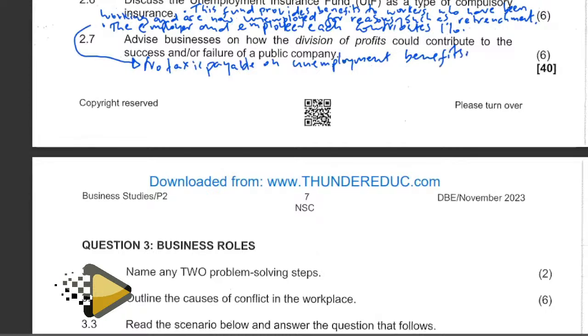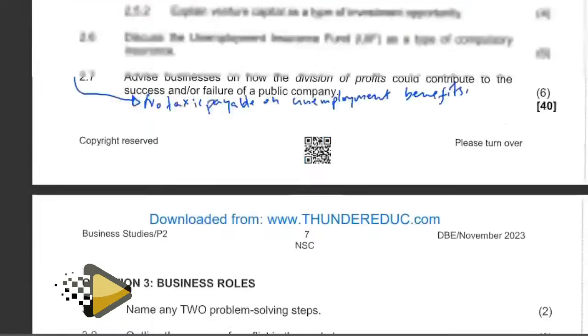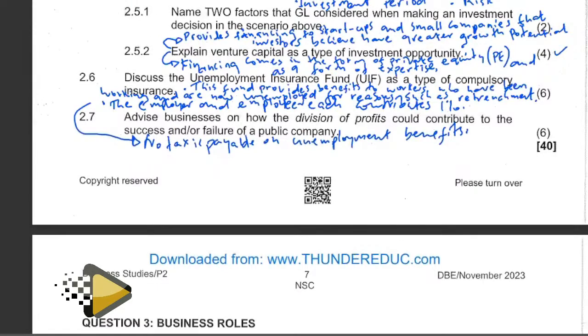Okay, right, great job. So now we are saying that under this question, this fund, which is the unemployment insurance fund or UIF, provides benefits to workers who have been working and are now unemployed for reasons such as retrenchment. And also the employer and the employee each contributes 1%. So now as well, no tax is payable on unemployment benefits. Okay, right, great job. So now let's move on to the next question.